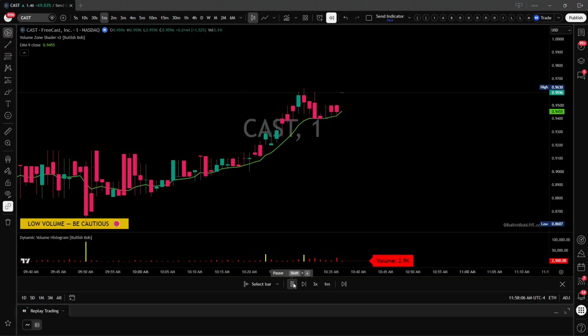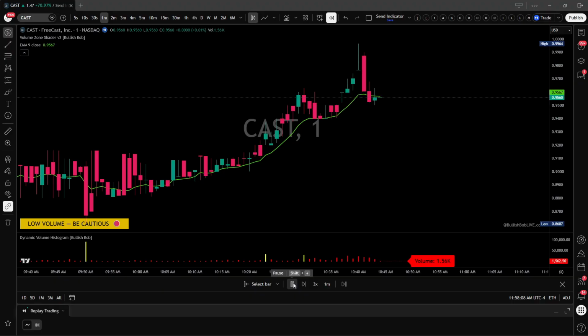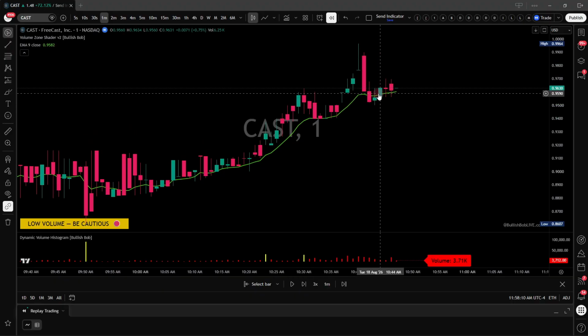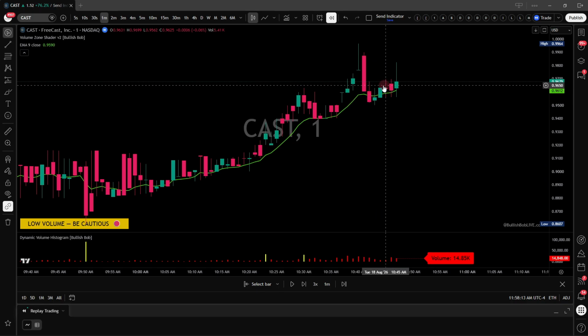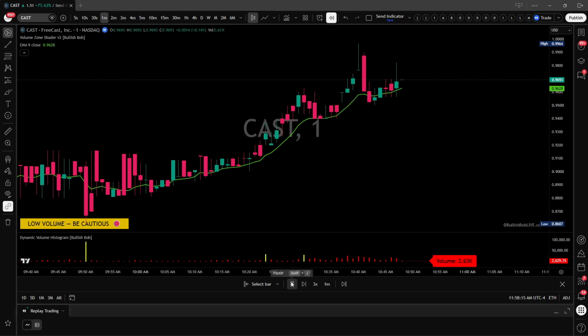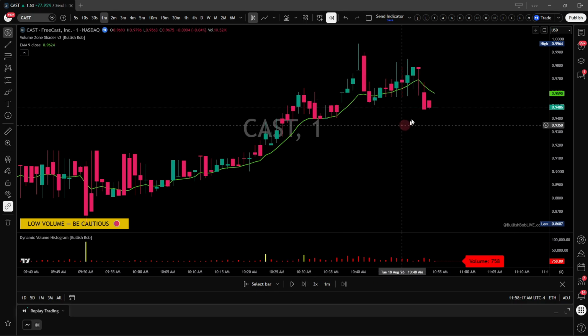We're chopping up here a little bit. We're still hovering above that 9 EMA. There's a close below, close back above. There's our exit signal. Here's our entry signal if we're just trading that strategy, right? Hit play. Okay. All of a sudden we're back down below.